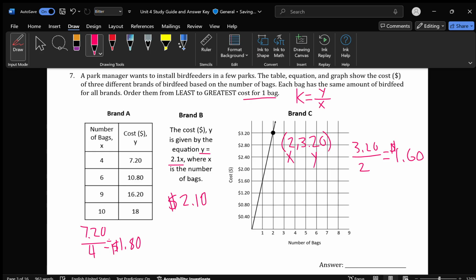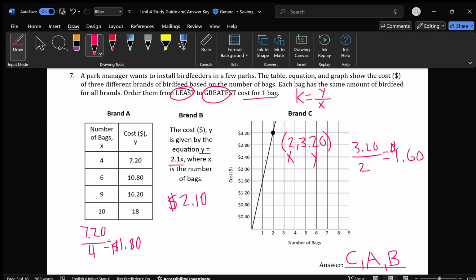Right? Alright, so we have to order it from least to greatest. So which one costs less? I see that brand C costs less. Okay, what's the next one? Brand A. And then brand B. And that's my answer.